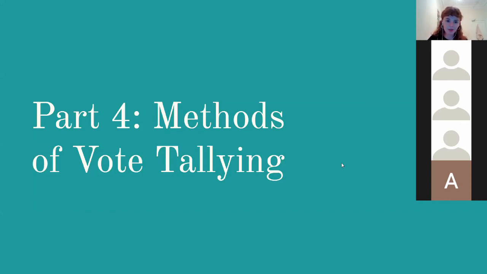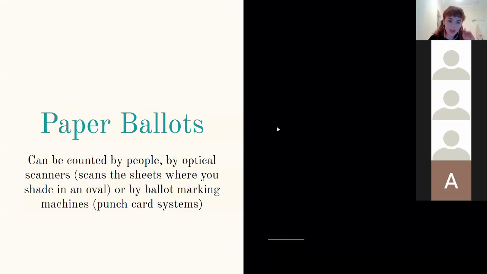Part 4 of this is just going to be some methods of vote tallying. This will be pretty short. So, firstly, we just have paper ballots, so counted by people. You can use optical scanners, so they scan the sheet where you shade in an oval. You might have done an exam like this before, or you can have ballot marking machines, like punch cards.